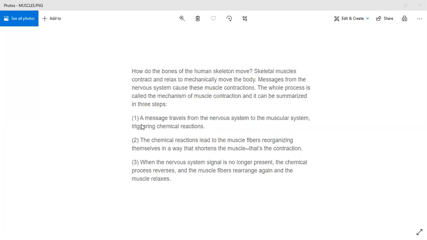Okay, Udita, you read this first point, and then you also mute yourself. A message travels from the nervous system to the muscular system, triggering chemical reactions. Triggering means chemical reactions will take place. Our brain gives a message to our body to perform the function. So here the nervous tissue is giving a message to the muscles. Triggering means just like a gun, when we click the trigger, at once the reaction takes place.